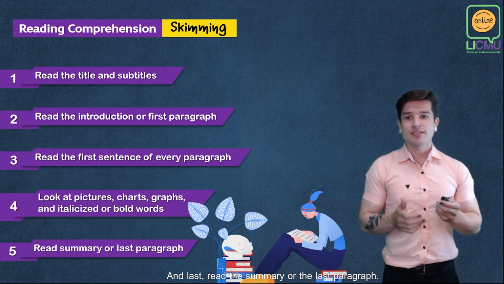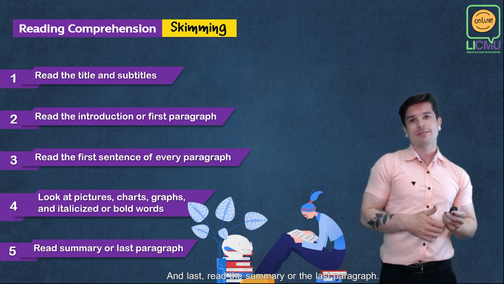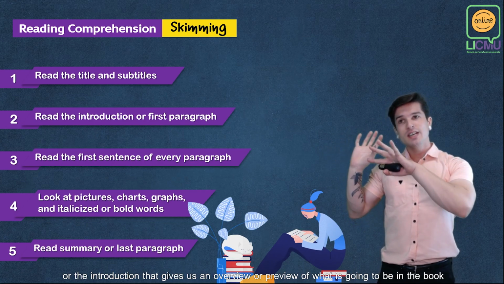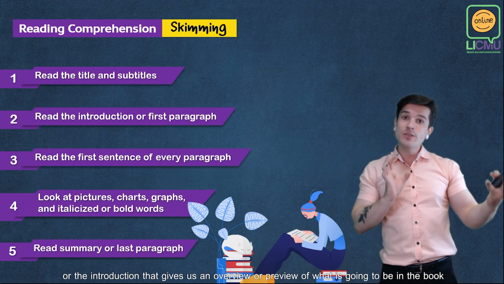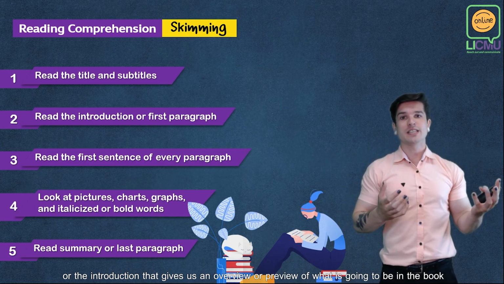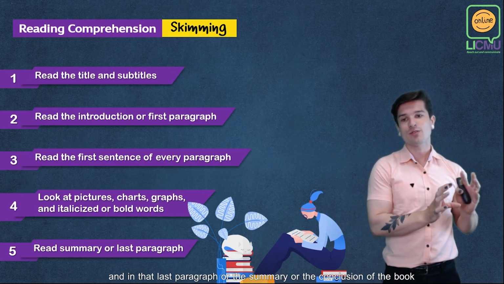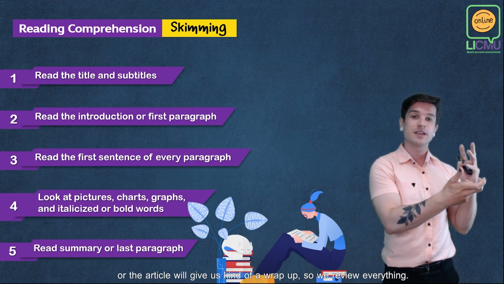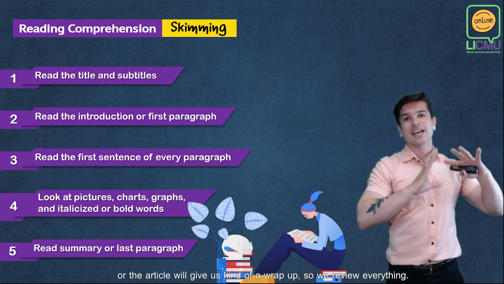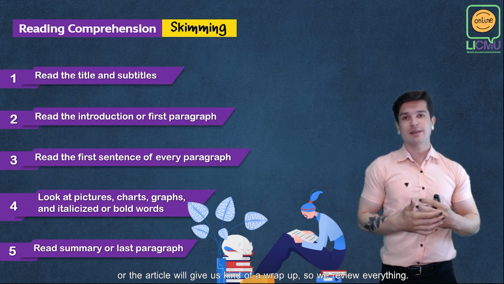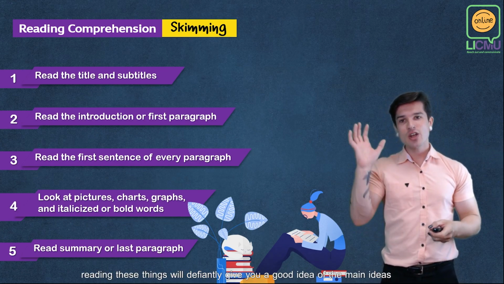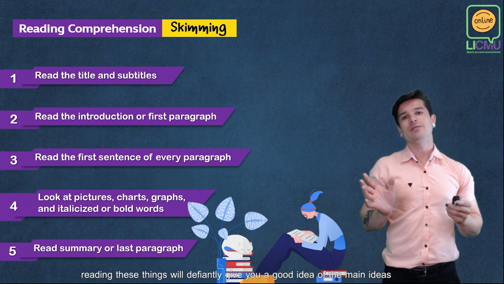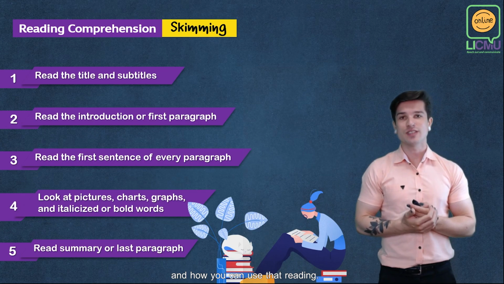And then last, read the summary or the last paragraph. So again, we start with the first paragraph or the introduction. That gives us an overview, a preview of what is going to be in the book. And then that last paragraph or the summary or the conclusion of the book or the article will give us kind of a wrap up. So we'll review everything. If you can't read everything, reading these things will definitely give you a good idea of the main ideas and how you can use that reading.